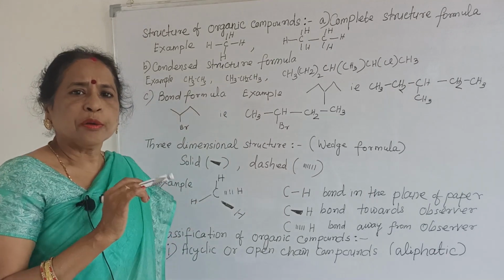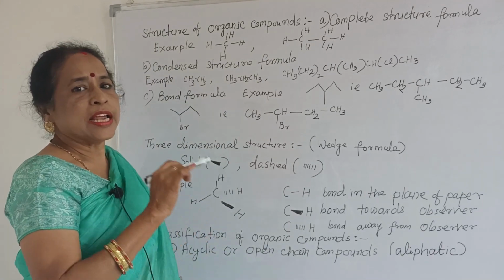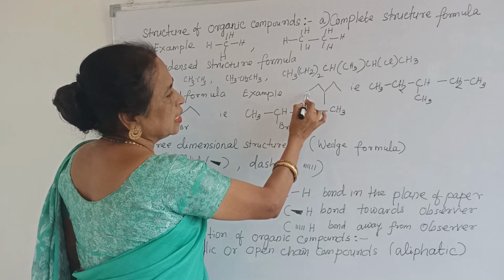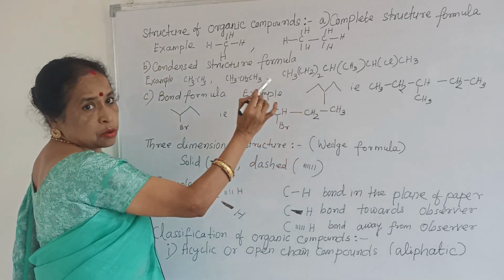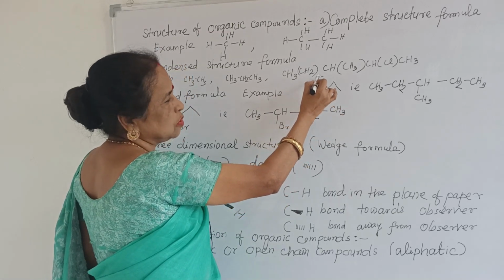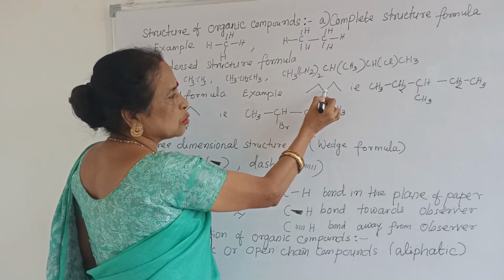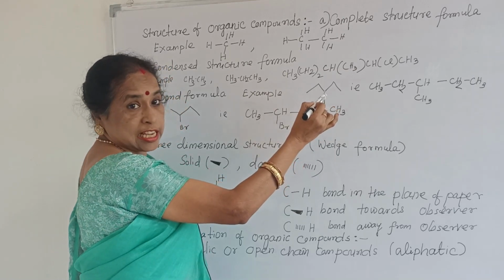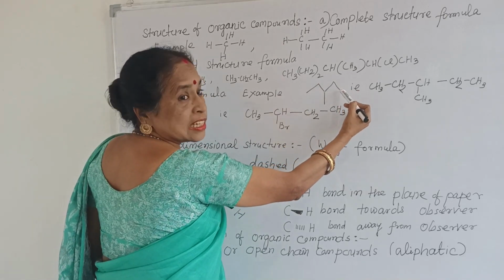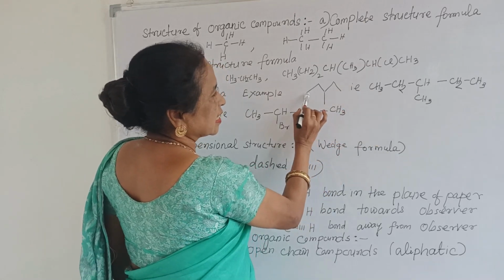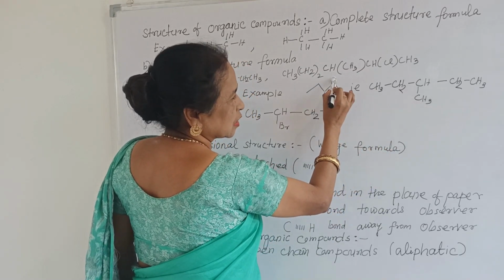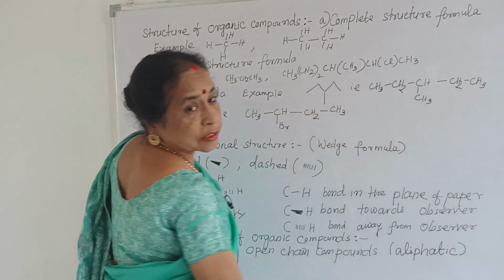Then come to bond formula. In bond formula, we will write the structure in this way. It only indicates bonds. Just like one example here, this is CH3. The straight chain means CH3, and there is a joint of two bonds, so this is CH2. Now nothing is written here, so this is the indication of CH3 as a substituent, and here again CH2, and this end indicates CH3. See here CH3, CH2, CH, CH3, again CH2, and this one CH3.